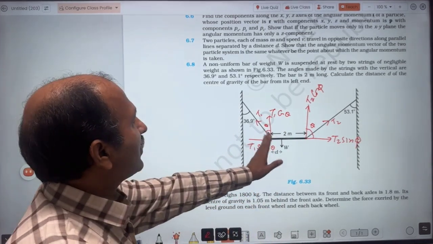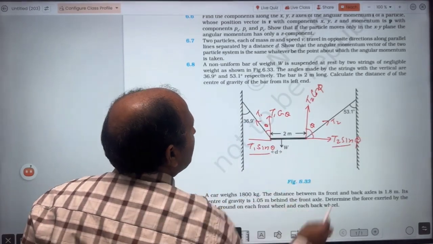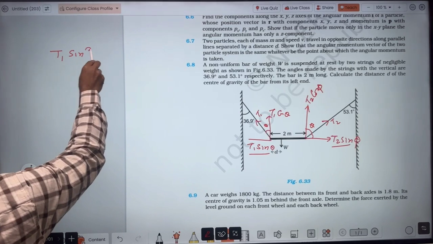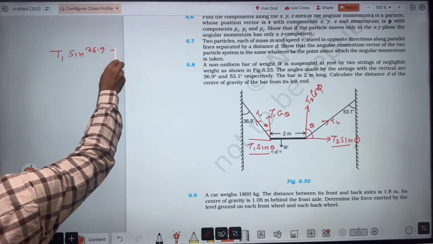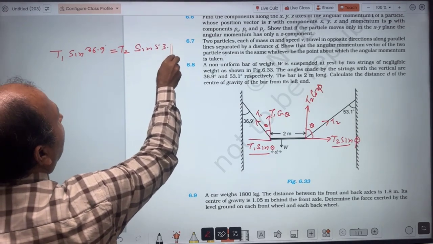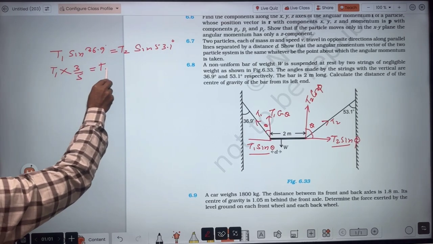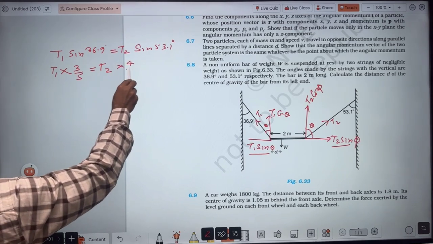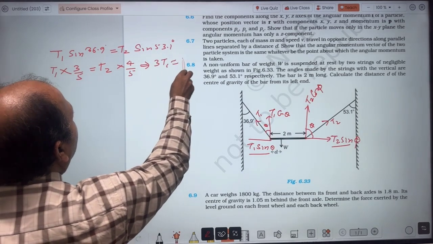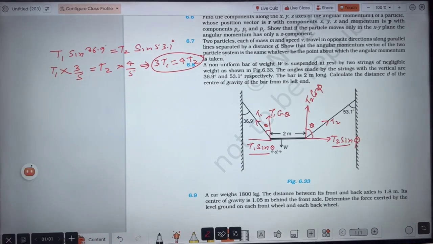theta. So as I told you, for translational equilibrium, this rod should not move. So these two forces, this and this, must be same. So this is first relation. T1 sin 36.9 degree must be equal to T2 sin 53.1 degree. And then we can put the values. T1 sin 36 means 3 by 5 equal to T2 sin 53 means 4 by 5. Or we can get the relation from here, 3 T1 equal to 4 T2. So this is first relation. We can write T1 upon T2 equal to 4 by 3. So that is one thing.